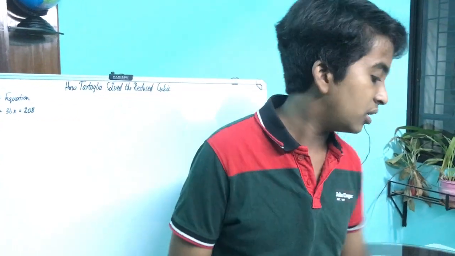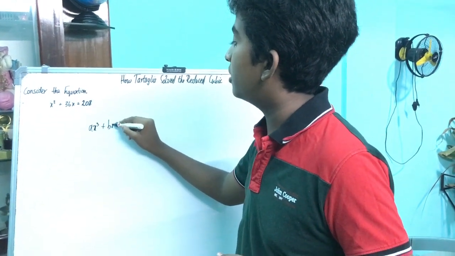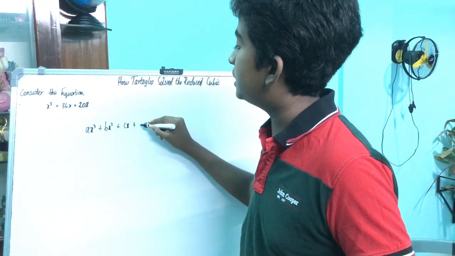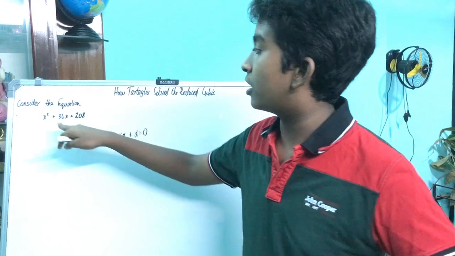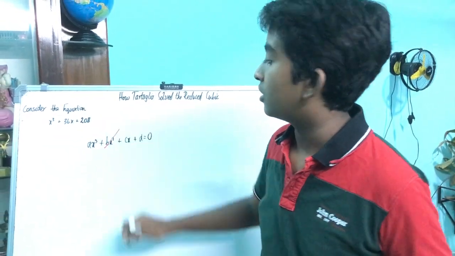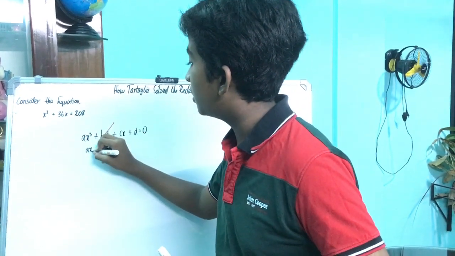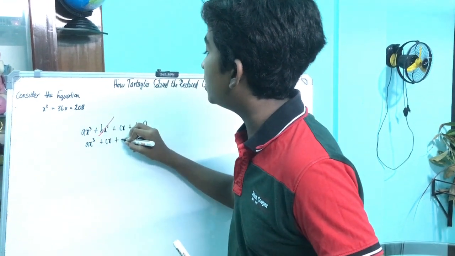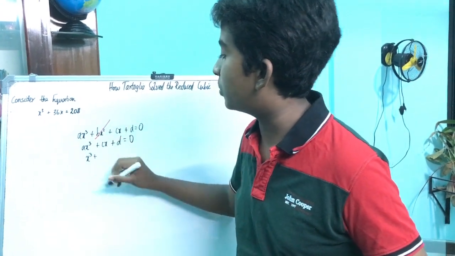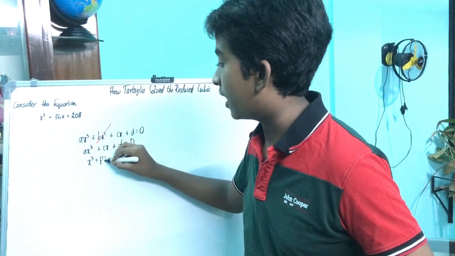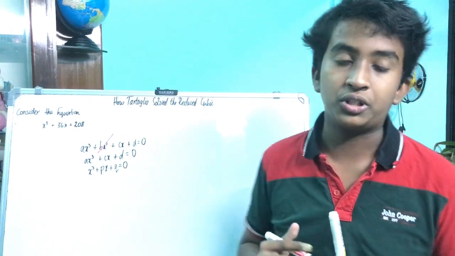Now a normal cubic equation would be of the form ax cubed plus bx squared plus cx plus d equals 0, where a is always non-zero. But in a reduced cubic, we put this bx squared term to 0 and we get an equation ax cubed plus cx plus d equals 0. And if we divide everything by a, we get an equation of the form x cubed plus c by a, which say p, x, plus d by a, which we put as q. So this is the standard form of a reduced cubic equation.